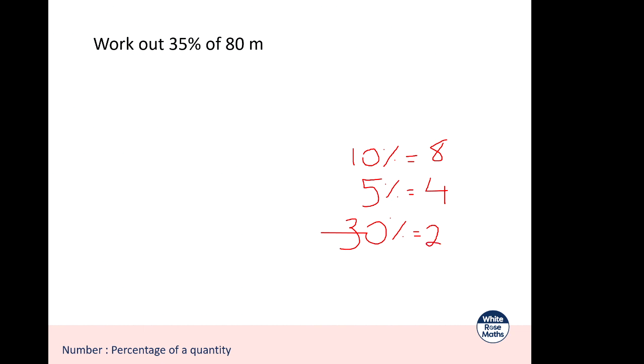Well done, yes, spot on. So 35% is going to be 24 plus 4, which is 28.